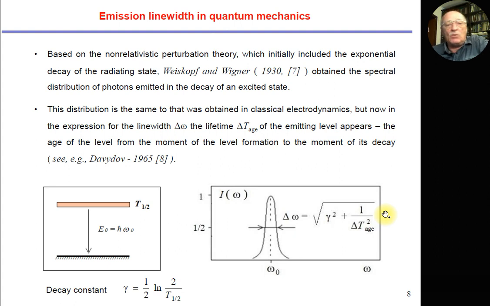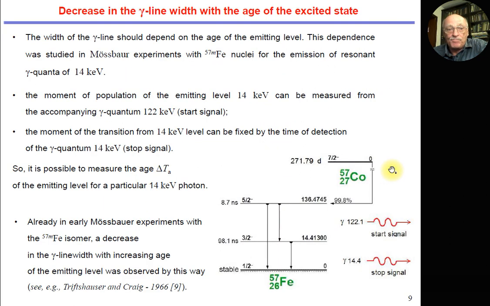In quantum mechanics based on the non-relativistic perturbation theory, which initially included the exponential decay of the radiating state, Weizsäcker and Wigner obtained the spectral distribution of photons emitted in the decay of the excited state. This distribution is the same as that obtained in classical electrodynamics, but now in the expression for line width delta omega, the lifetime delta T h of the emitting level appears, the age of the level from the moment of the level formation to the moment of its decay. The width of the gamma line should depend on the age of the emitting level.